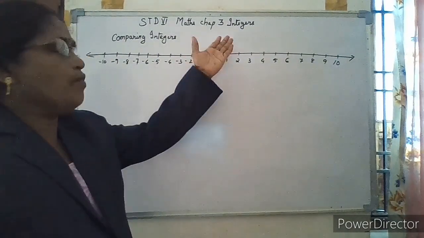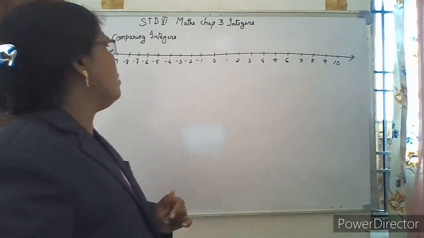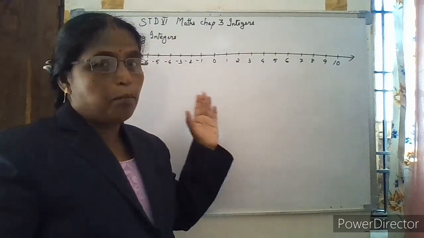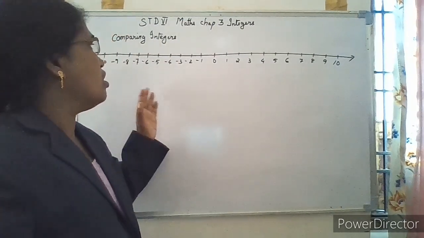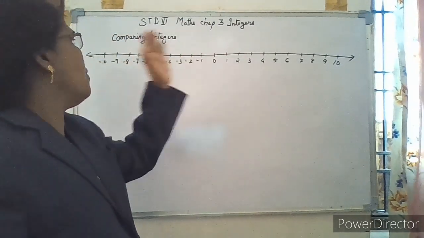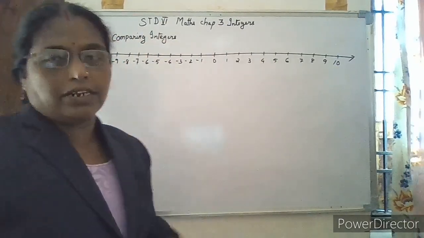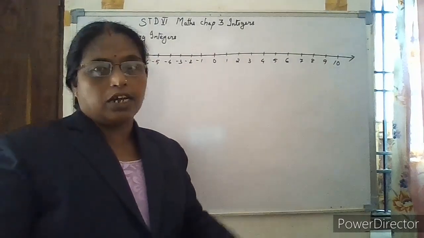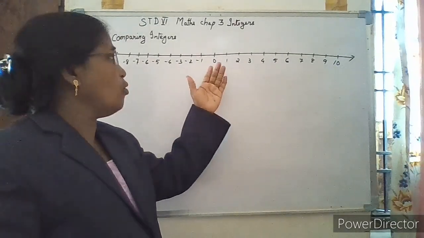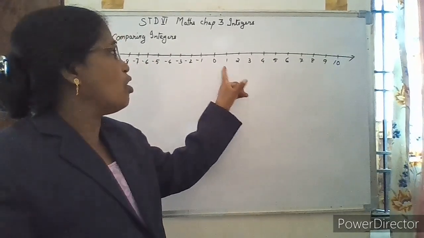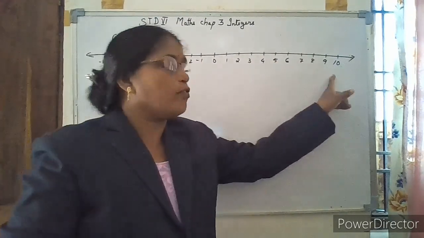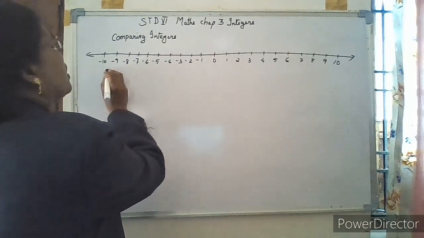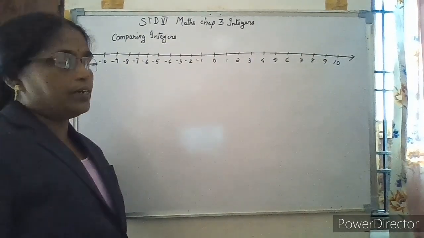As you already know, we have started with integers. You learned some important points in the previous video. So today we are going to learn comparing integers. A few points you have already learnt: 0 is smaller than all positive integers and 0 is greater than all negative integers.